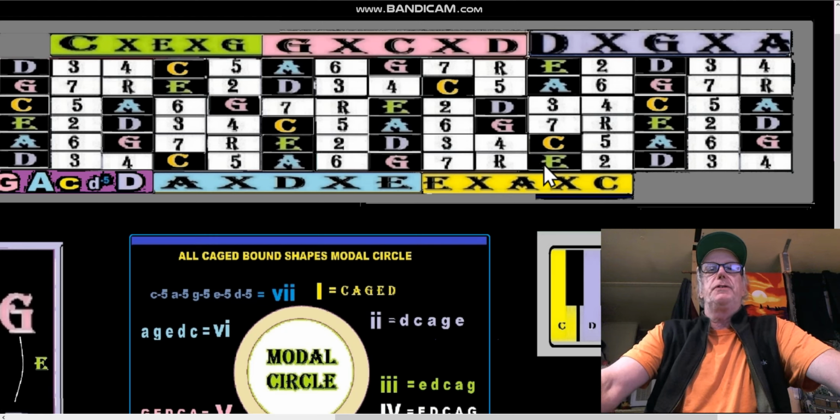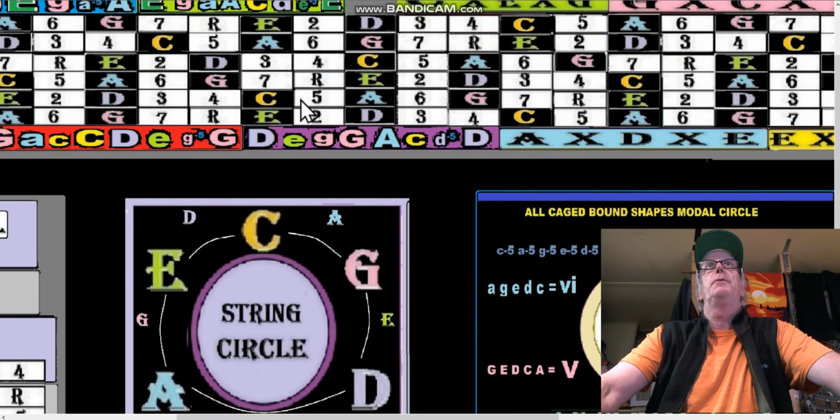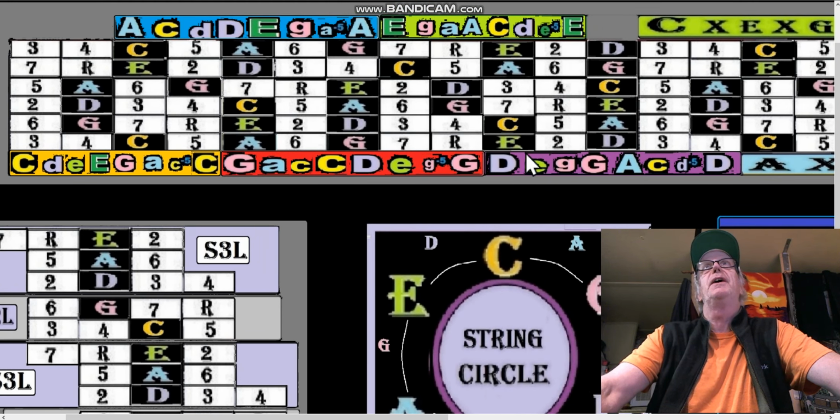So each string shape is surrounded by bookend isolation. It has bookend isolation, which is surrounded by no play notes. Here's the E string shape, 7 root 2, and the D string shape, 2, 3, 4. So these are the bottom strings. That's what defines the string shapes. And we're going to get to this part. What I've done is I've replaced.